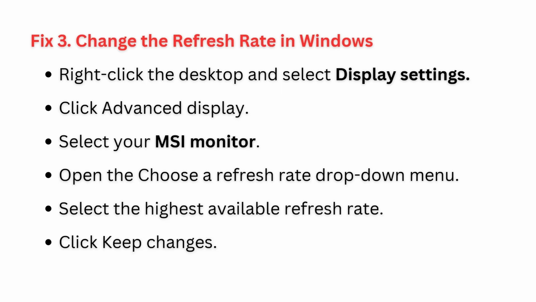Right-click the desktop and select Display Settings. Click Advanced Display. Select your MSI monitor. Choose the refresh rate drop-down menu. Select the highest available refresh rate. Click Keep Changes.